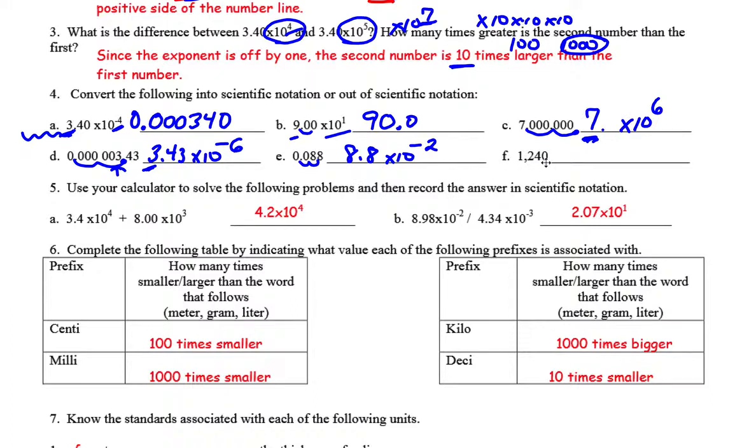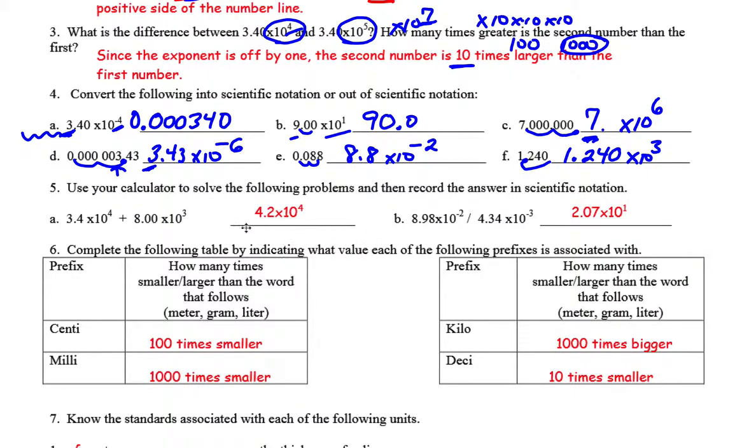And finally, this is a big number. It's greater than 1. So we move our decimal so it lands here. We want one number to the left of the decimal. 1.24. You can put the 0 in if you need to. It doesn't really matter at this point. You haven't learned enough to know whether or not you should.